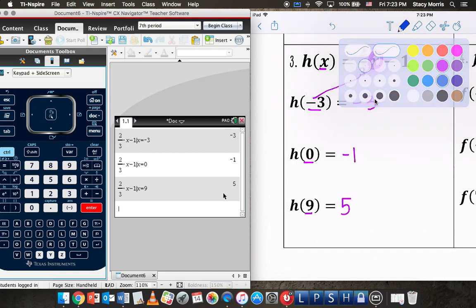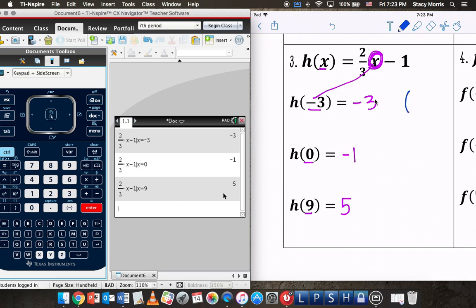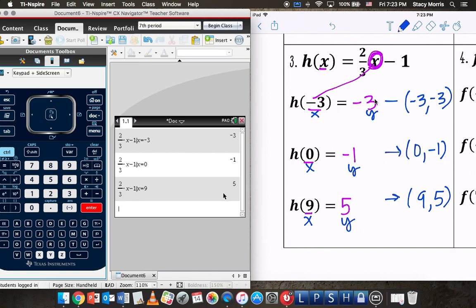So in a different color here, I'm going to write out that these represent ordered pairs. So this would be the x, this would be the y. So this would be -3, -3. This would be the x, and this would be a y. So 0, -1. And same thing, this is an x, this is a y. So 9, 5. So essentially, when I get these points, I could then graph each one of these and make a line, because this is a line. Hopefully you know that this is a line. So you could just plot those points to get that line. So that's really important that you understand that.